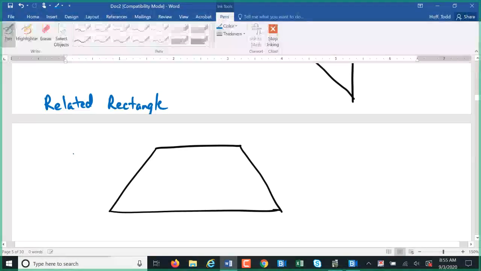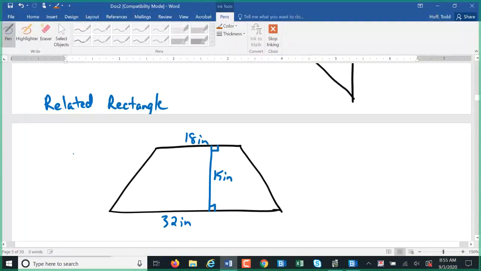I'm going to throw some lengths in here. I'm going to call this 18 inches there, and let's call this 32 inches across here. And then I have to have an altitude or a height, which is the distance between the parallel sides. I'm going to put that in as 15 inches here.